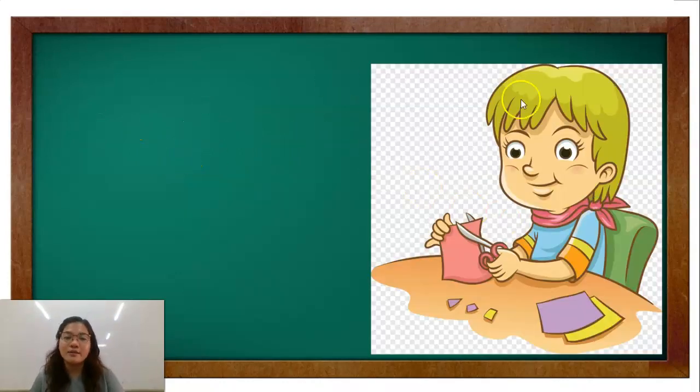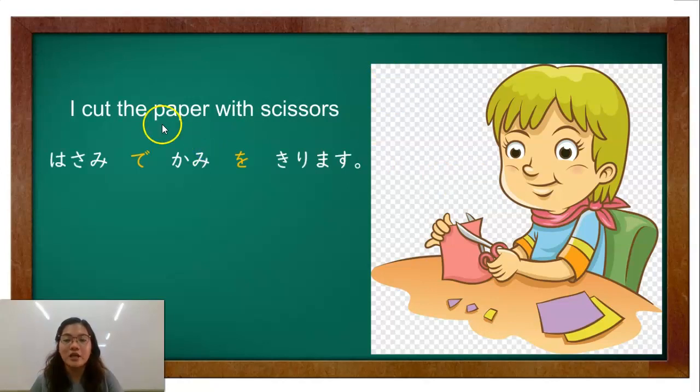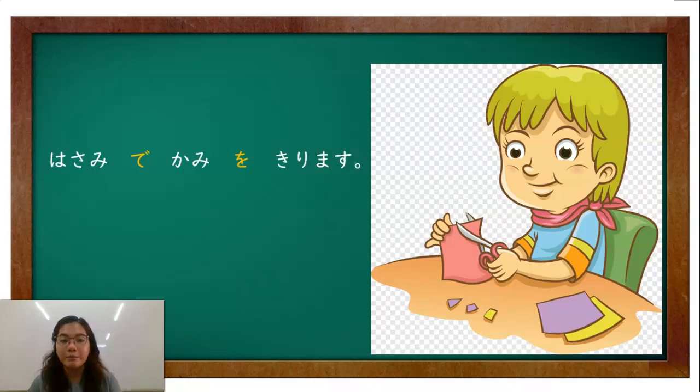Okay? Another example here is a girl cutting the paper with the scissor. So, ginugupit niya ang papel gamit ang gunting. Gunting in Japanese is hasami. Hasami de kami o kirimasu. Kirimasu means to cut. So, ginagamit niya ang gunting para putulin or gupitin ang papel. Hasami de kami o kirimasu.